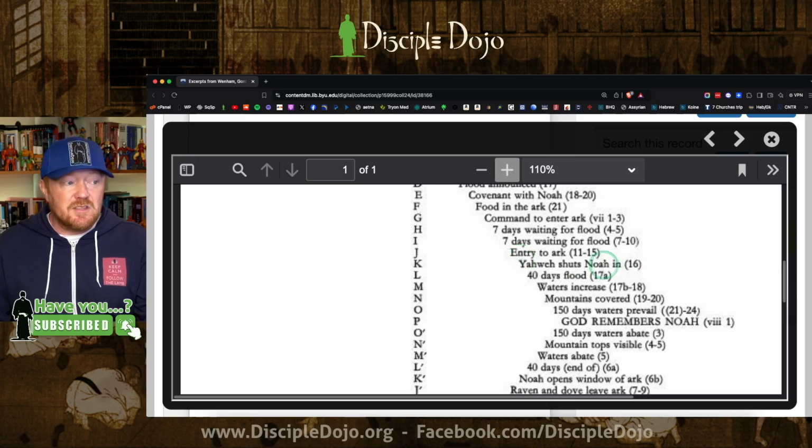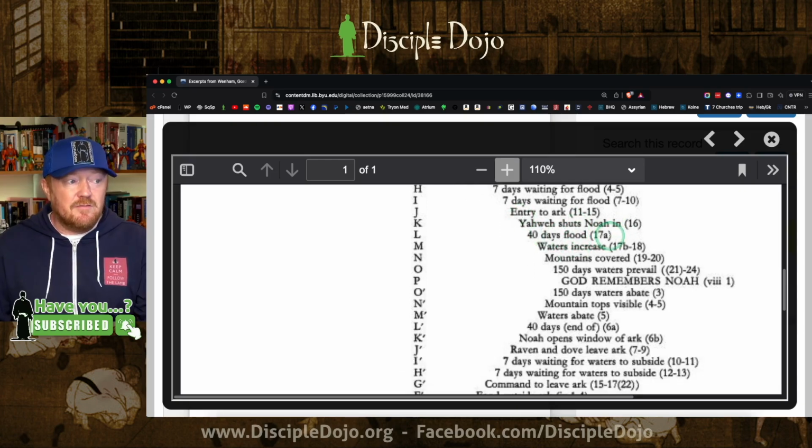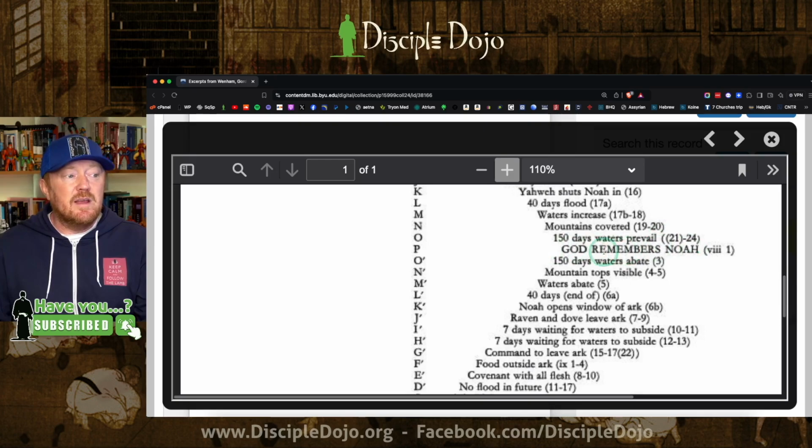Then Yahweh shuts Noah in, 40 days of flood, the waters increase, the mountains are covered, 150 days the waters prevail, and then we get to the center of the chiasm. God remembers Noah. That's chapter 8, verse 1. Then it works its way backwards.